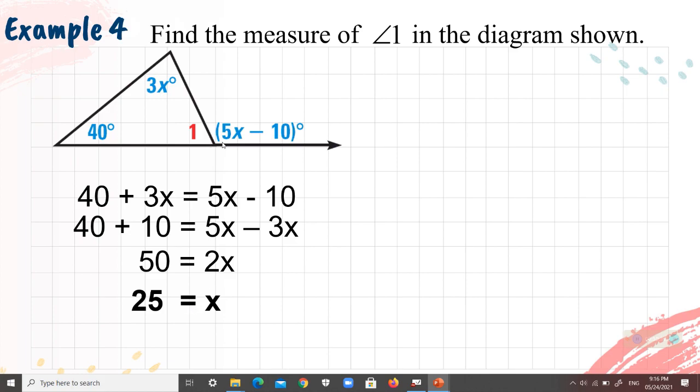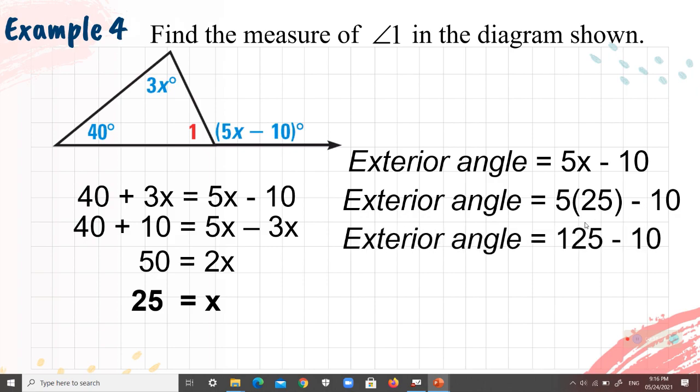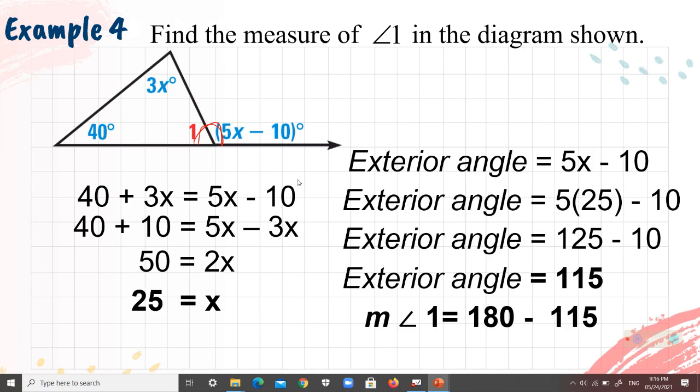Since the value of x is 25, we are going to substitute 25 in place of x. We have the exterior angle here, 5x minus 10. Substitute 25 in place of x, so you will have 125 minus 10. Then the exterior angle is 115. Again, these angles form a linear pair. Therefore, you have 180 minus 115, which is equal to 65 degrees.